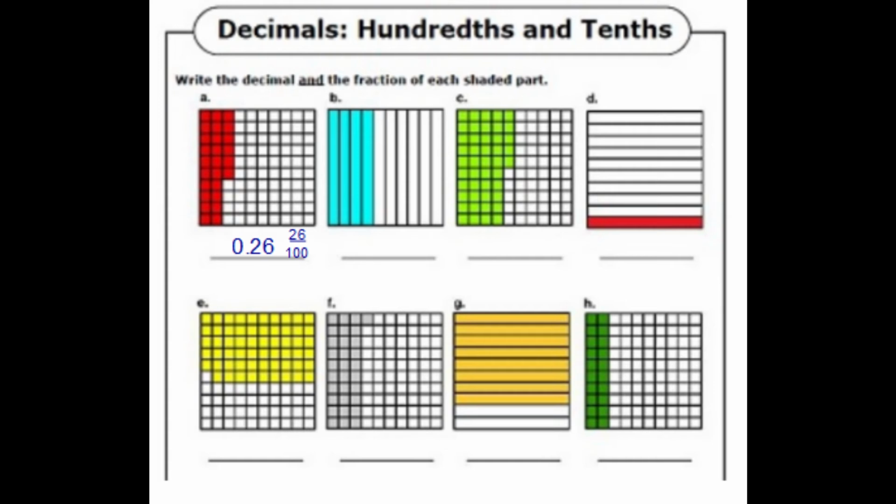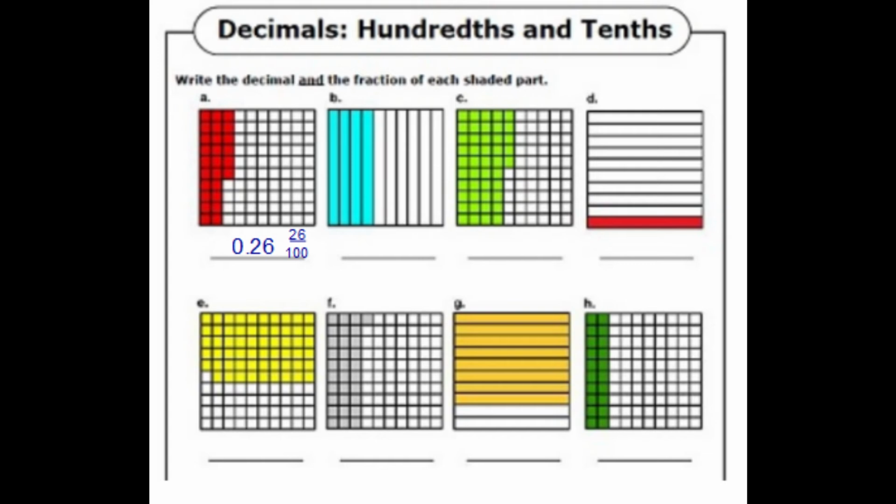Actually, I do. Even though A hasn't been split into just 10 equal sections, but 100, I can imagine that those two columns that are shaded in are 2 out of 10 columns. It takes 10 columns to make up the whole thing. So I have 2/10ths shaded in, along with 6 more little squares. And together, they make 26/100ths, or 0.26.